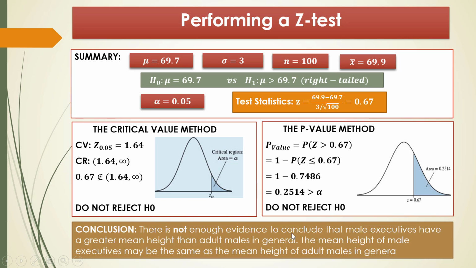We don't have enough evidence to reject the null hypothesis. The null hypothesis says that mu is equal to 69.7. That means the mean height of male executives may be the same as the mean height of adult males in general. So H0 might be true. So that is an example of a right-tail test.